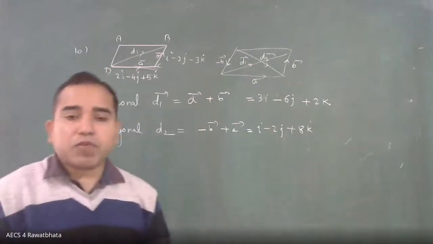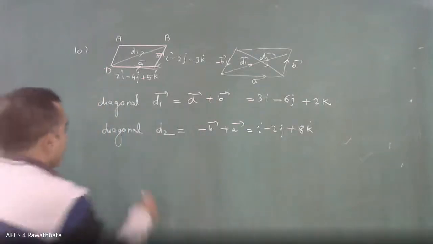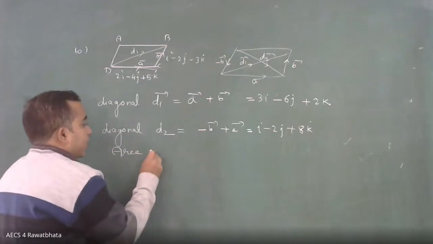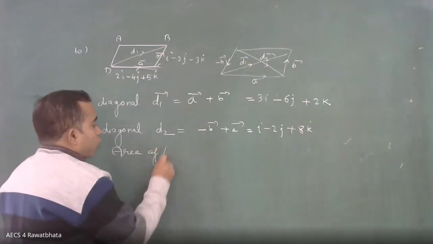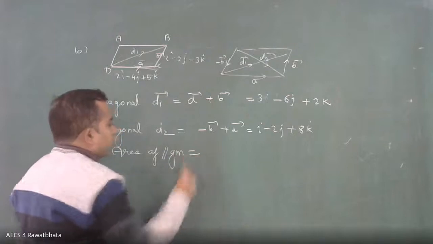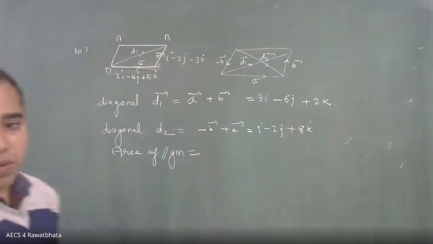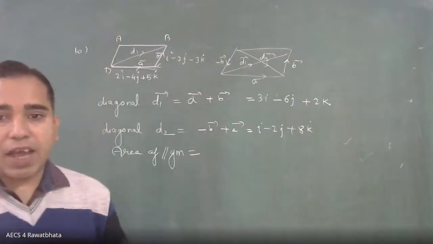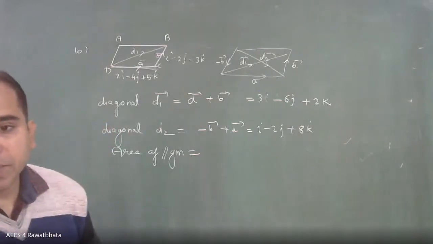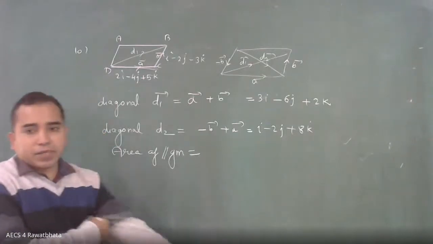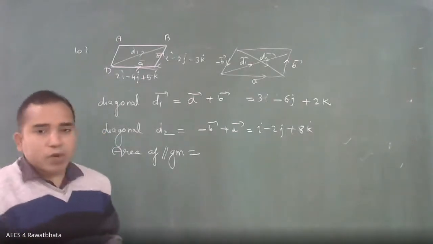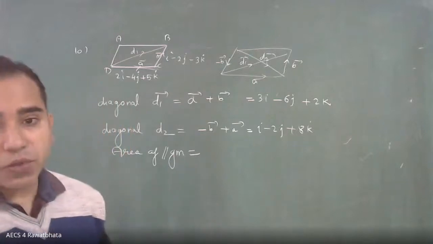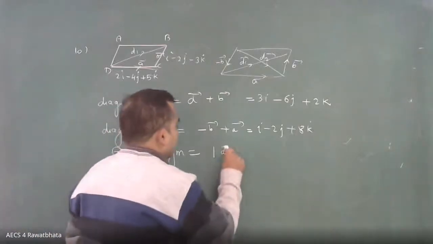What more do we have to find? Find the area also. So area, when the adjacent sides are given, area of parallelogram is how much? How much? If you tell, I'll come to know that you know this thing. Okay, Anjali Sharma, how much? What is the area of parallelogram formula? And please know that you should know this formula. Magnitude of A cross B. Yes, magnitude of A cross B.